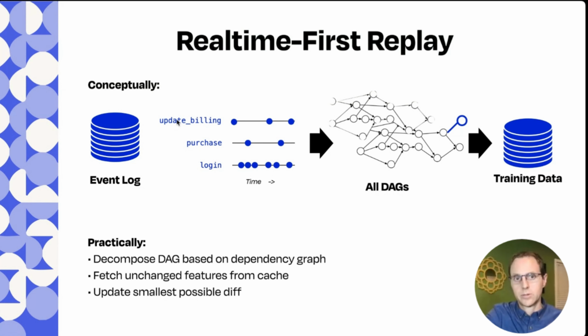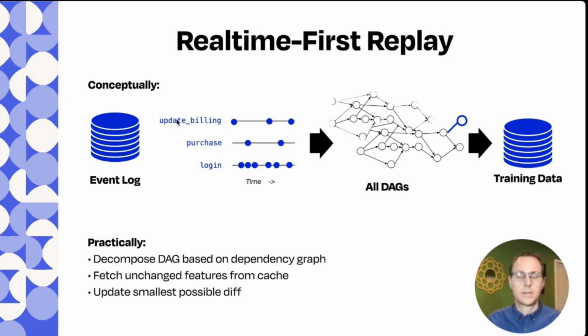So practically, what we can do is take these various DAGs, and the query planner can decompose them based on the dependencies. That's the first optimization. The second one is that after we've computed a feature, if none of its dependencies have changed, we'll never have to recompute that again. And so we can just fetch all the unchanged features from the cache.